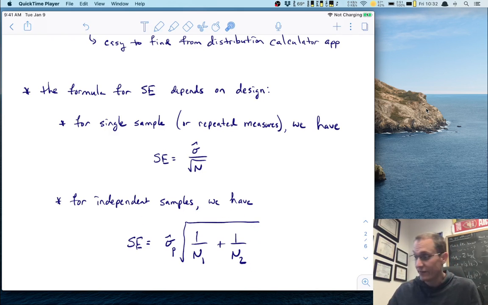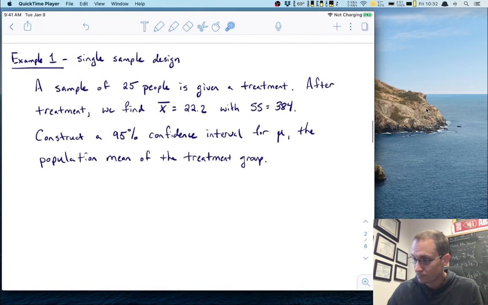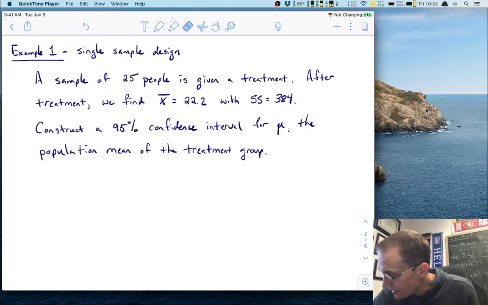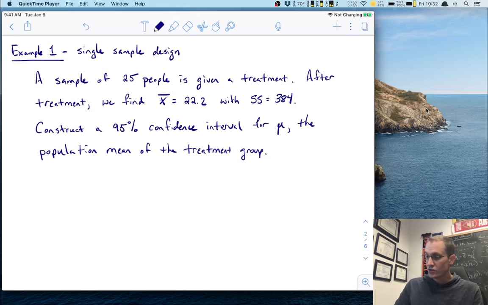So let's do an example of each of those just to see this in action. We'll start with the simplest one. We'll start with a single sample design, and here's a little problem. We've got a sample of 25 people that are given a treatment, and after treatment we find a sample mean of 22.2 with SS equal to 384. And I want to construct a 95% confidence interval for mu, which is the population mean of the treatment group. And just to be real clear, that's not mu1, that's mu. Okay. So how do we do this?